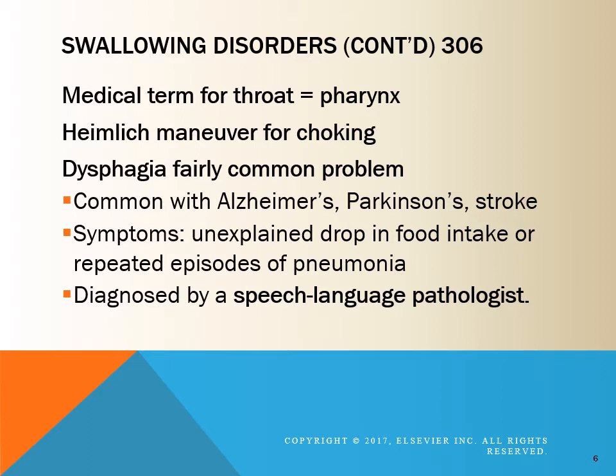Some common symptoms include unexplained drop in food intake or repeated episodes of pneumonia. So repeated episodes of pneumonia, this is where patients swallow and the food goes down the wrong tube, and we end up where they can have aspiration pneumonia because they've aspirated their food. It went down the wrong pipe, and they end up with pneumonia. So these patients that have a hard time swallowing, they sometimes stop eating, and then a lot of times we see that reoccurring episodes of pneumonia.